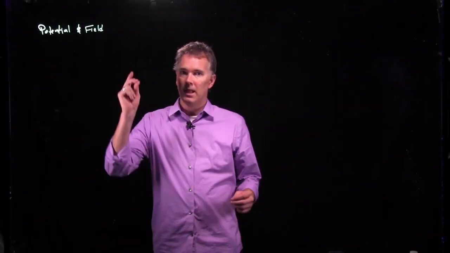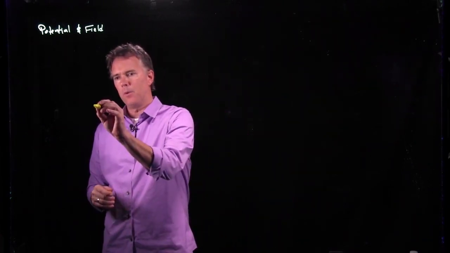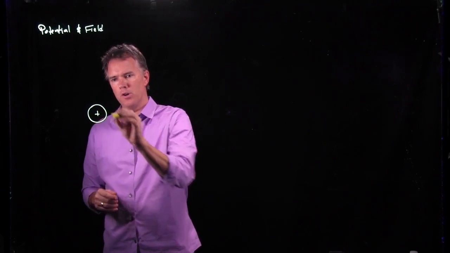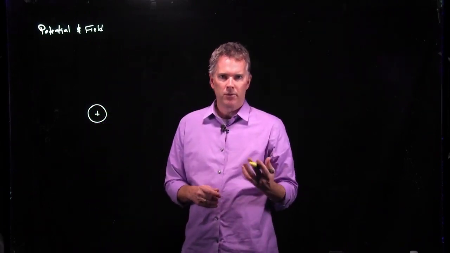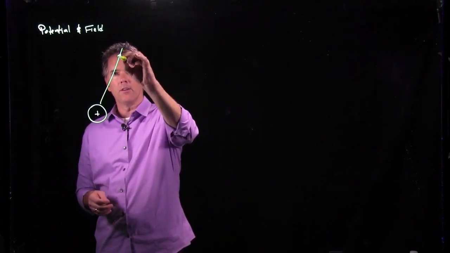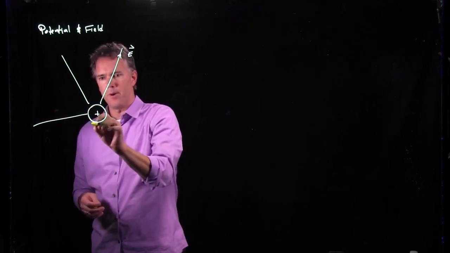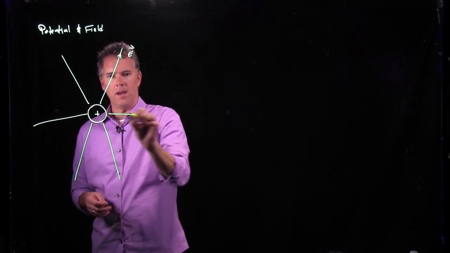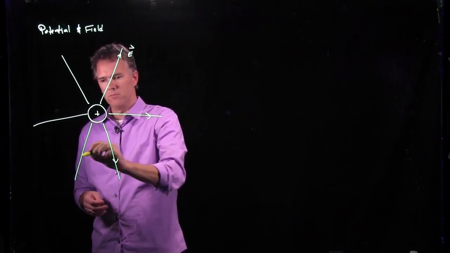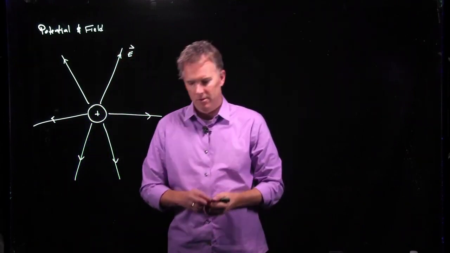Let's talk a little bit about electric potential and electric field and how those two things relate to each other. So let's go back to a very simple picture. Let's say that we have a positive charge and we know that the electric field lines point out from a positive charge. So our electric field lines look like this and they are radially out everywhere. And you can draw as many as you like, but let's just draw this many for now. Okay, so there's my electric field.